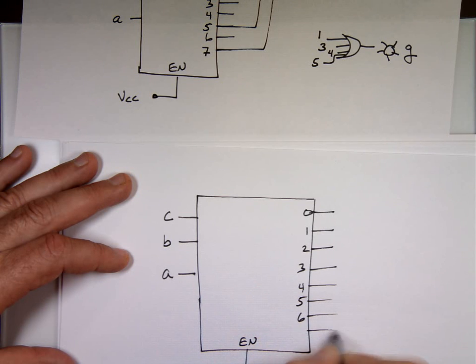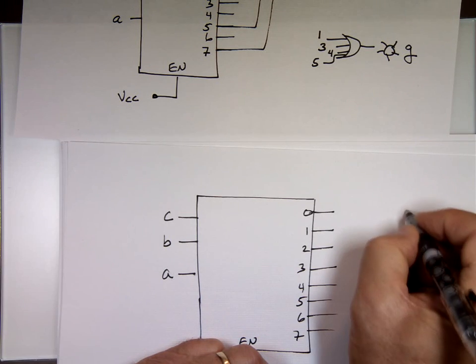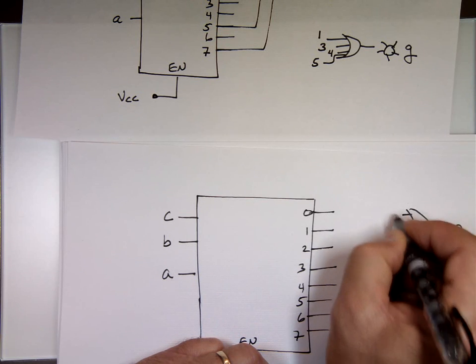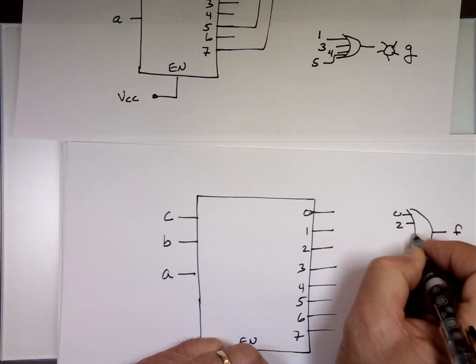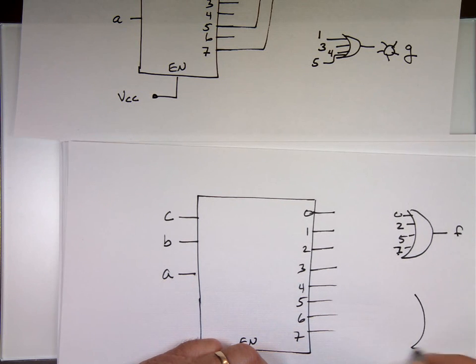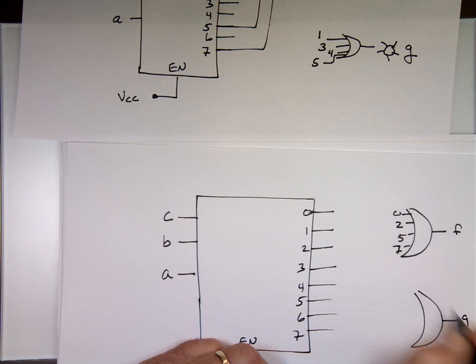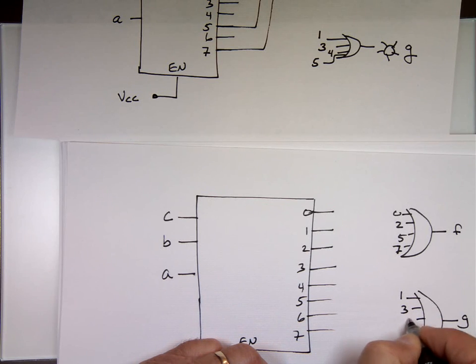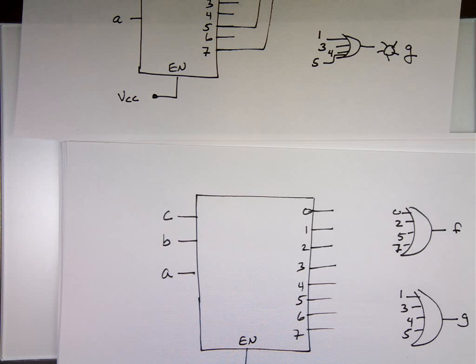That's what I want to build. This is F, and attached to it the 0, 2, 5, and 7. And this is G. Attached to it what? 1, 3, 4, and 5. My problem is I don't have that gate. I got 2 by 4. So how can I take a few of them and make a 3 by 8?